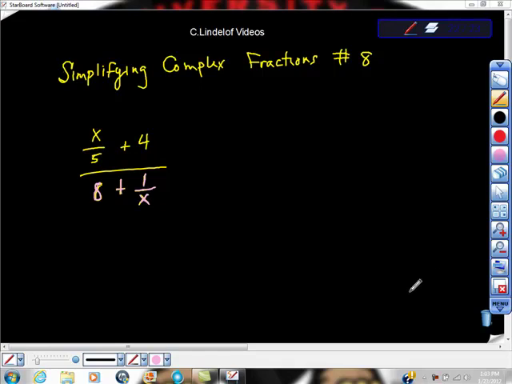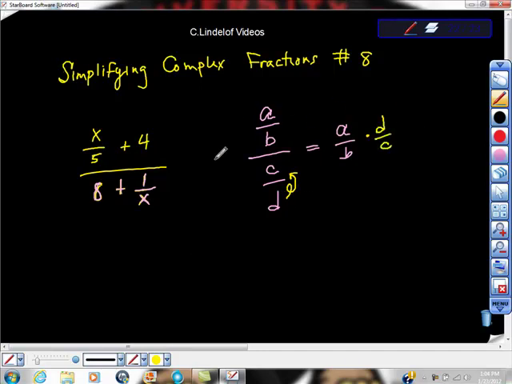Okay, so simplifying complex fractions number 8, just as quick as we can. Keep this in mind, right? We know that the complex fractions formula looks like this. If we have a fraction that's a over b over c over d, then we can simplify that as a over b, that is to say, leave this piece exactly the same as it was, and take the reciprocal of the denominator. So instead of c over d, it would be times d over c. So this is our goal here.